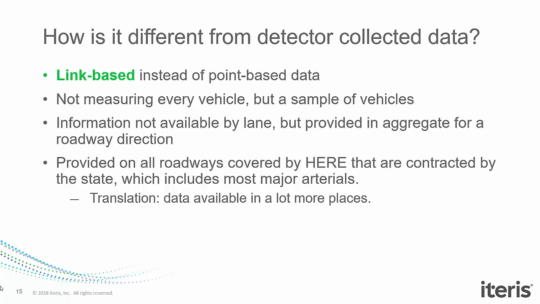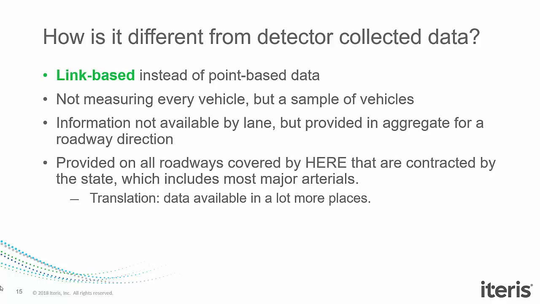The information that we're currently processing isn't provided by lane. Here does have some lane-based probes that they do provide in some locations, so it is possible to get lane splits, for example, at some locations. It wasn't part of the work that we needed to do up front, but it is a feature that could be done later if it's something that was interesting to UDOT. It's provided on all roadways that are contracted for Here, which in this case is the entire state.